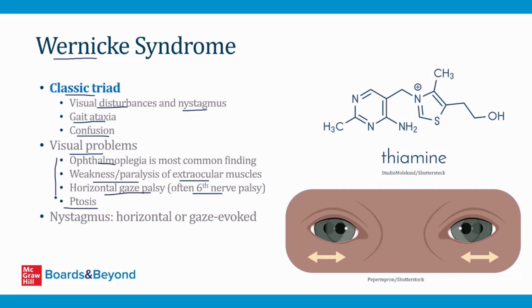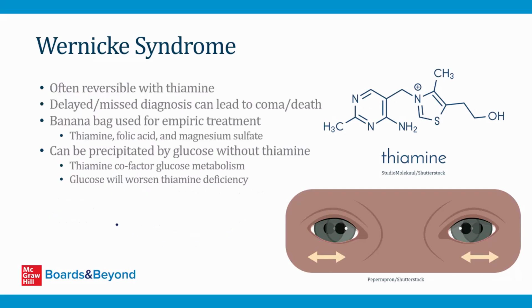Exactly why all these things occur is incompletely understood. And then nystagmus is oscillating or rhythmic movement of the eyes. It's often a horizontal or gaze-evoked nystagmus, and I talk about all the different kinds of nystagmus in the videos on the cerebellum and the vestibular system. As I said earlier, Wernicke syndrome is often reversible with thiamine, and if the diagnosis is delayed or missed, this can lead to the patient going into a coma and dying.